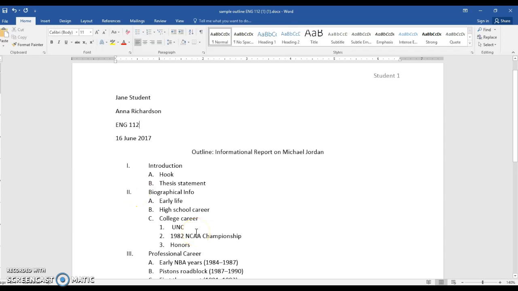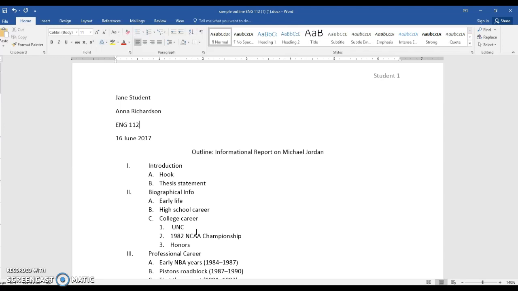Now remember, this outline is simply a plan. After I've done my research, I'm looking at what I have and formulating this outline. Just because it's on my outline does not necessarily mean that it's going to appear in my paper. When I begin writing, I might figure out that maybe this part needs to be omitted, maybe this part needs to be revised. So don't feel like this is written in stone. You can always modify it as needed.